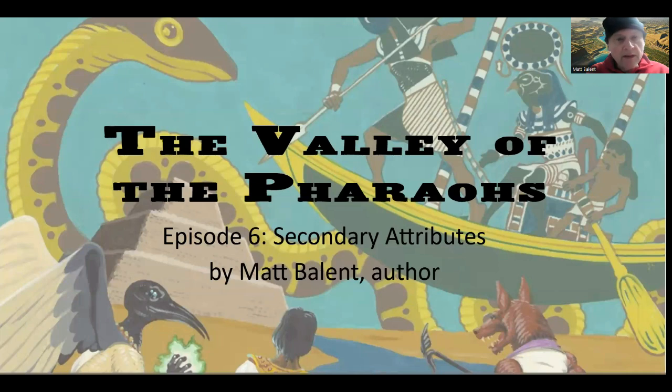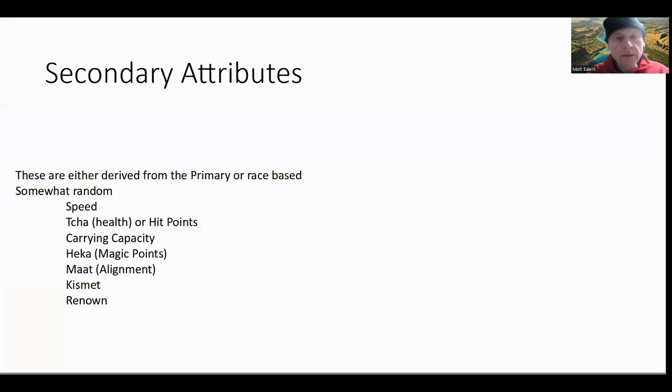Today we're going to discuss the secondary attributes. Secondary attributes are generally derived from the primary attributes, or they're somewhat race-based. They consist of speed, cha or health, carrying capacity, heka, which are magic points, mat, which is an alignment system, kismet, and renown.